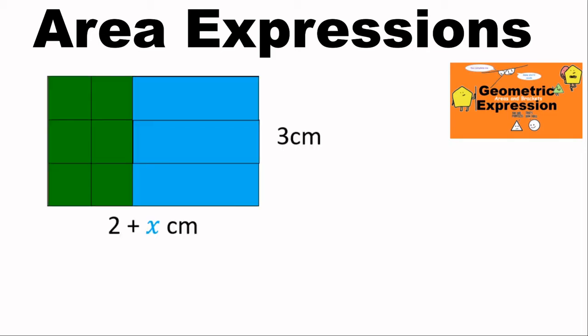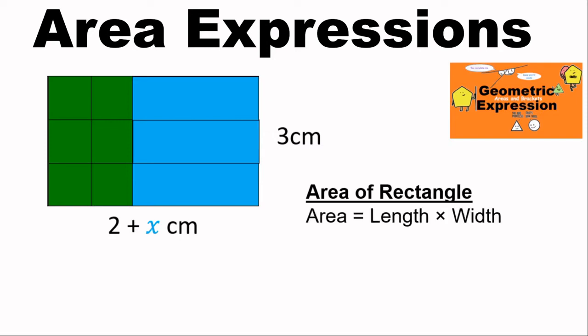But here's an example I did in that video. To work out the expression for the area of this rectangle, where I know that the length is 2 plus x centimeters long, and I know that the width is 3 centimeters. I don't actually know what the length is because I don't know what x is. However, I can write an expression for the area of this rectangle simply by remembering that the area of a rectangle is found by doing length times width.